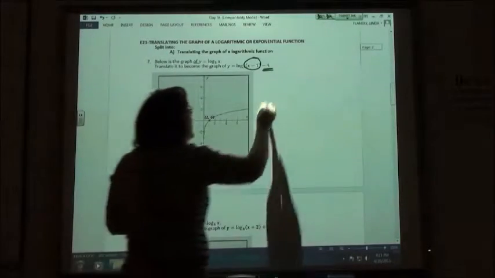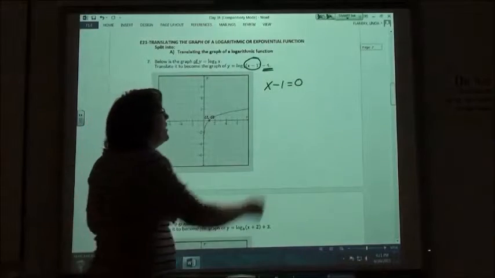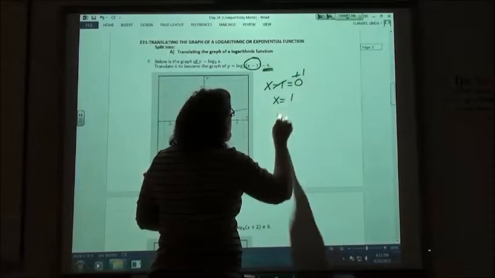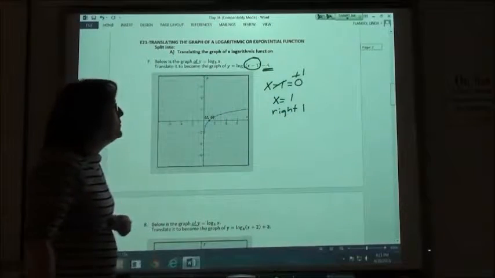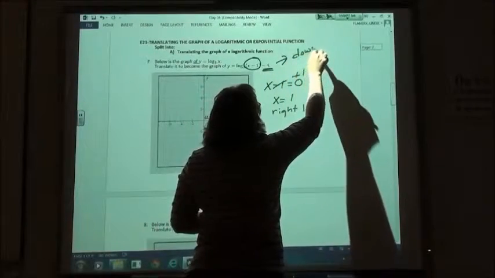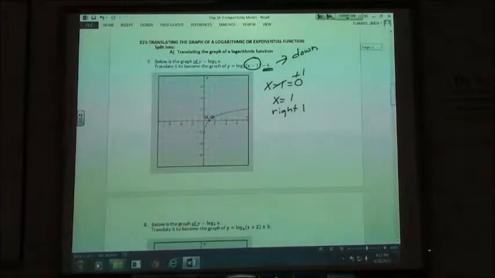With the x, we said x minus 1 equals 0. So when we did our shift, we had to add 1. X equals 1, which is positive. That's going to move it to the right 1. The number on the end moves it in the same direction as what the sign says. So since it's a minus 4, it's going to move it down 4.